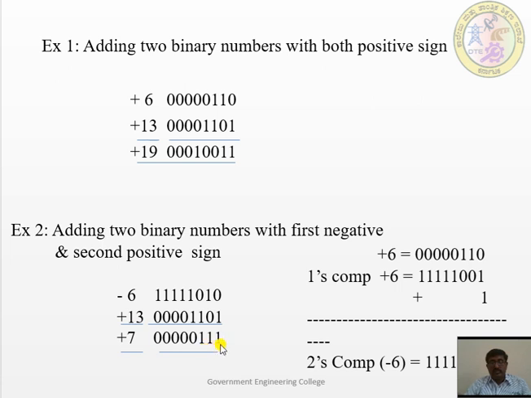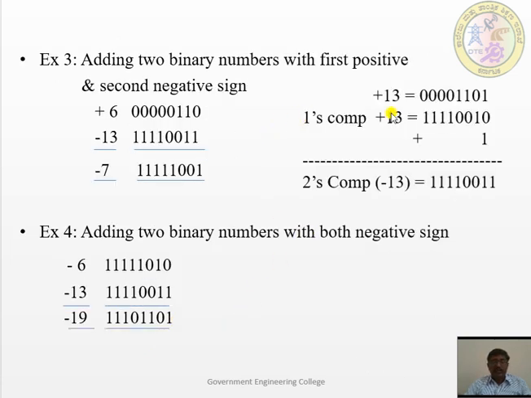1 1 1, that is 1 plus 2 plus 4, that is 4 plus 2 is 6, 6 plus 1 is 7. Okay, next, adding two binary numbers with the first positive and the second negative. The first positive number 6 is kept the same, and the second is minus 13. How will the value 13 be represented?